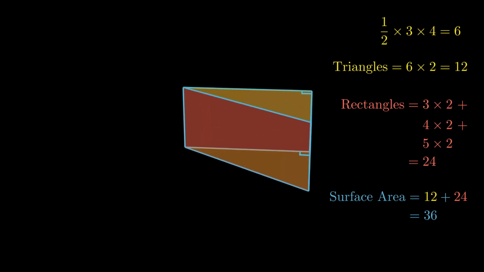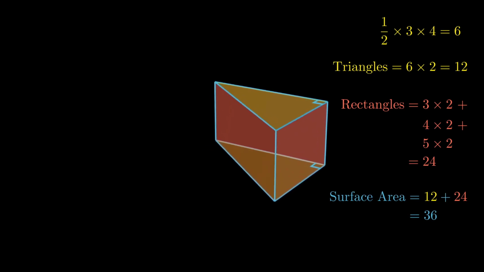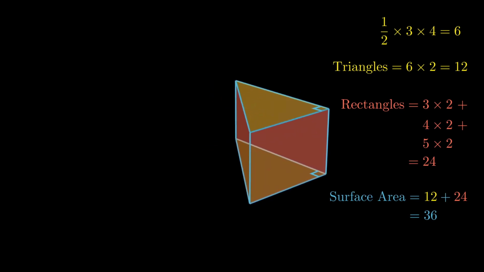Okay, so that's how you find the surface area of a prism. You just need to know your areas of the basic shapes, because the top and the bottom could be any of those shapes we've seen, and the middle is a bunch of rectangles.